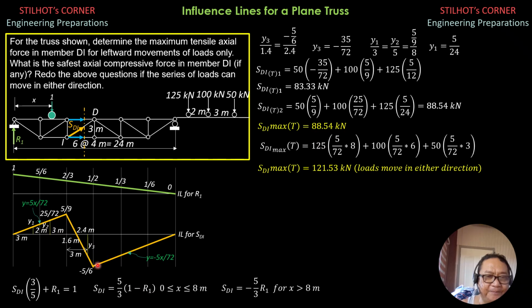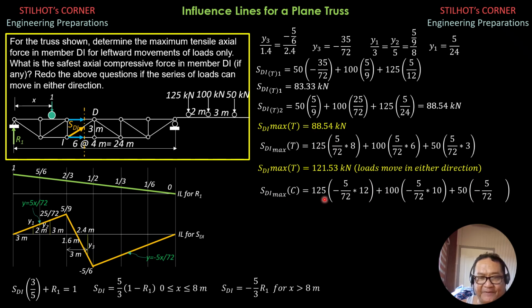So for the leftward movement, it will also answer the second part. So it is obviously maximum when the 125 kilonewton load is over here. This is the equation. So SDI max compression automatic is 125 times negative 5 over 72 times 12. And if you simplify this, this is negative 5 over 6.